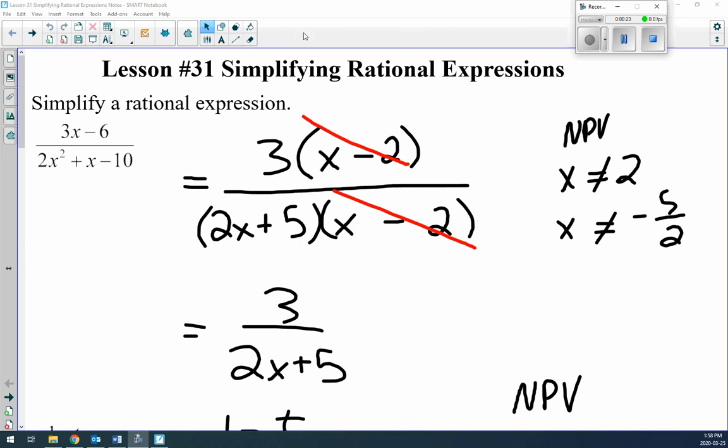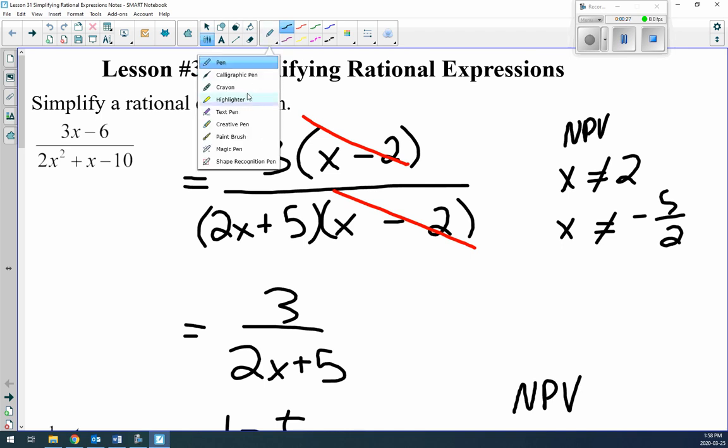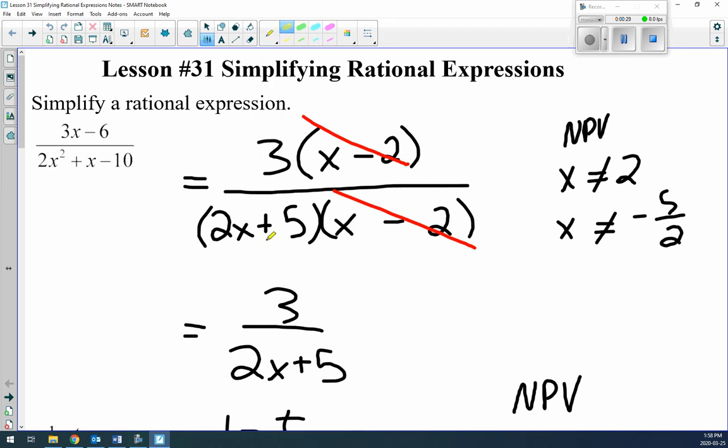In this top one, we can take out a 3, and the bottom one, we can split into two binomials. The 2x squared plus x minus 10 can be split into 2x plus 5 and x minus 2. Now, if you look, there's something the same on top and bottom, x minus 2 and x minus 2. So those reduce out, so they equal 1, but you don't have to write them anymore. All we're left with is 3 over 2x plus 5.